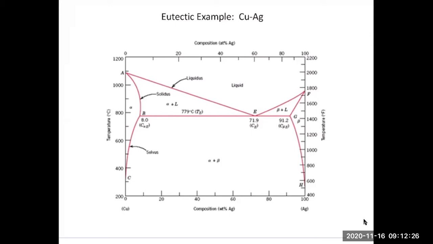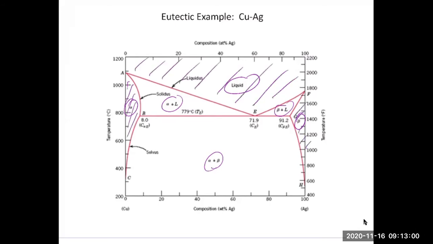So again, here's copper gold. Here's solid solution, which is mainly copper rich. Here's a solid solution that's mainly silver rich. And then here's the liquid. So there are only three single phases present here. And then you have a bunch of two-phase regions, alpha plus beta, alpha plus liquid, and beta plus liquid. Again, the way I would think of this is the only regions that you care about are these, because they are the only regions where something exists. Everything else is a hole.